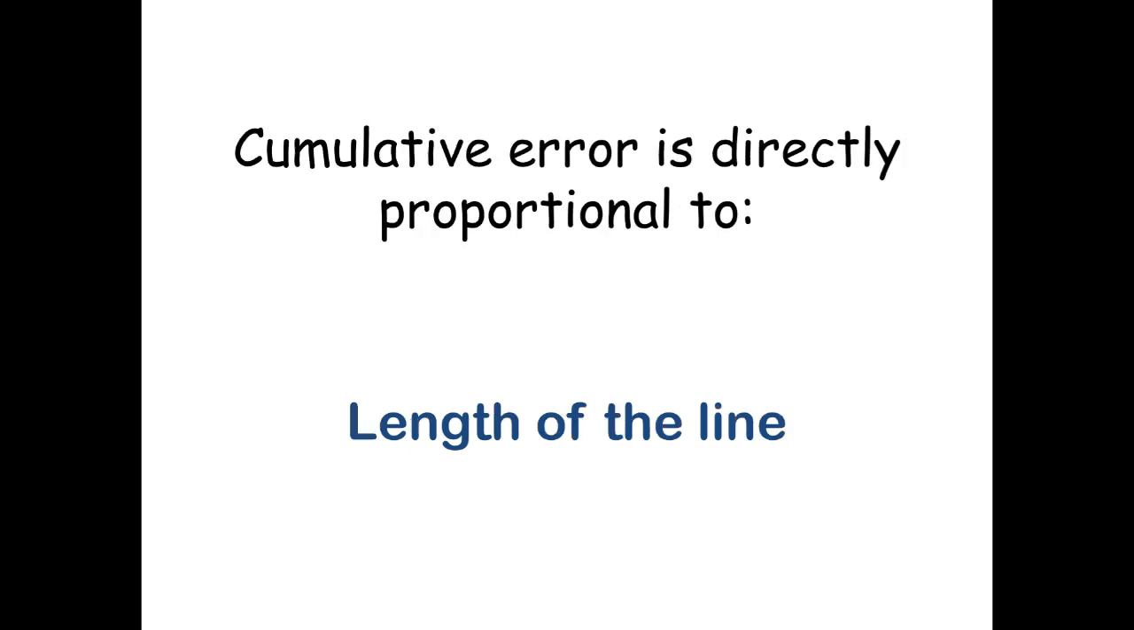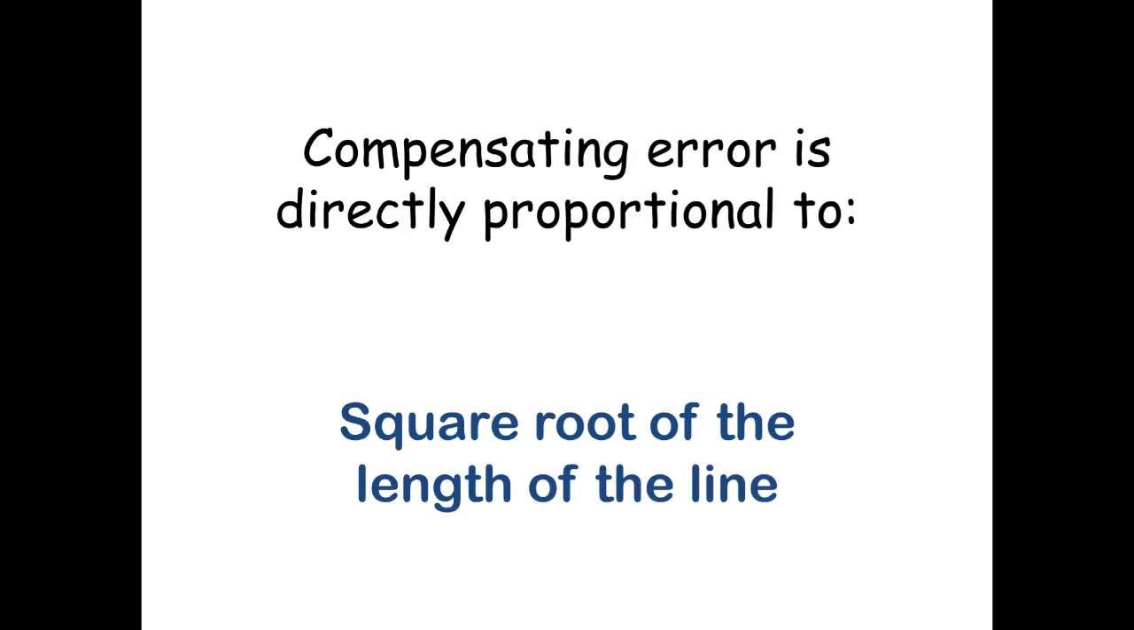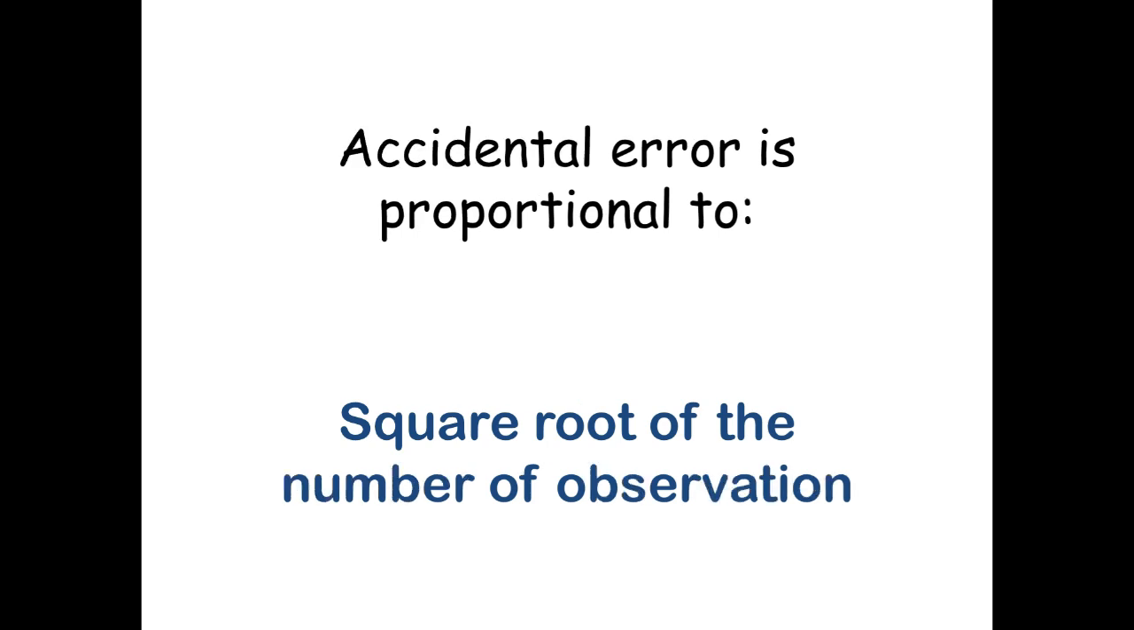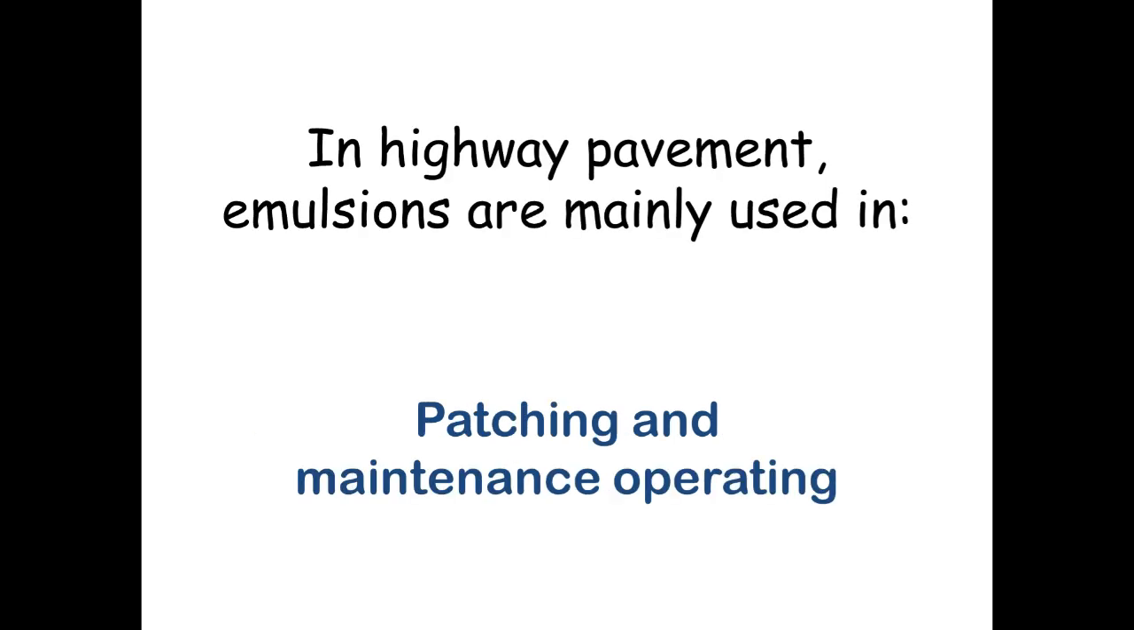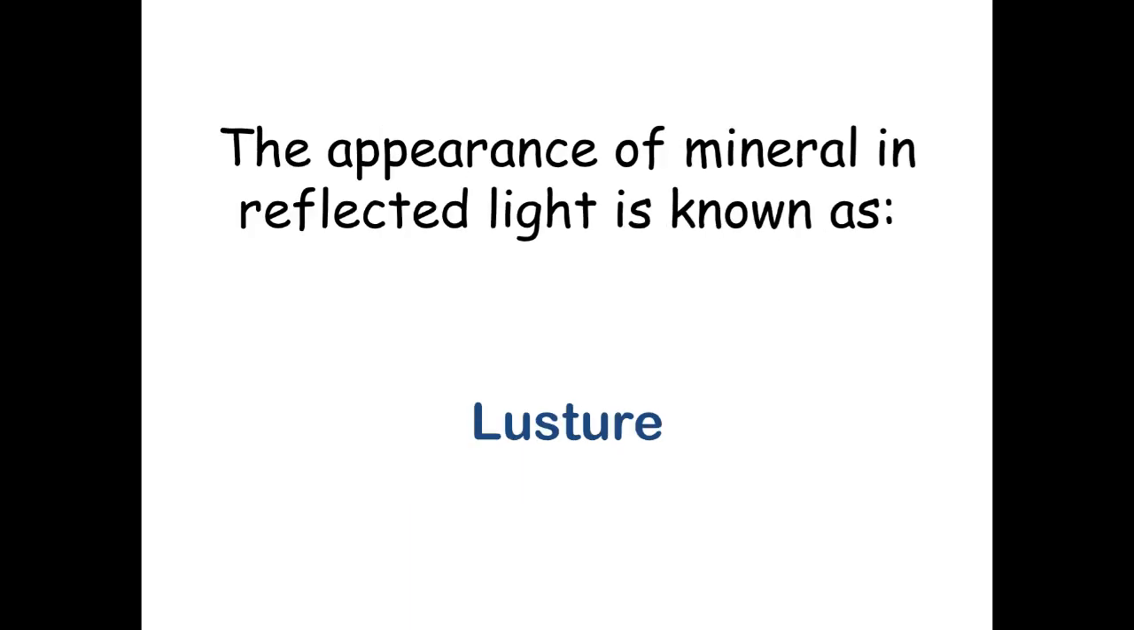Cumulative error is directly proportional to length of the line. Compensating error is directly proportional to square root of the length of line. Accidental error is proportional to square root of the number of observations taken. Seal coat is a layer of coarse sand and bitumen. In highway pavement, emulsions are mainly used in patching and maintenance operations. The appearance of mineral in reflected light is known as luster.